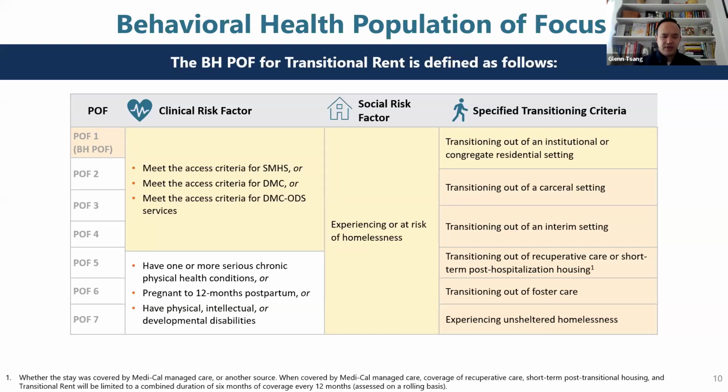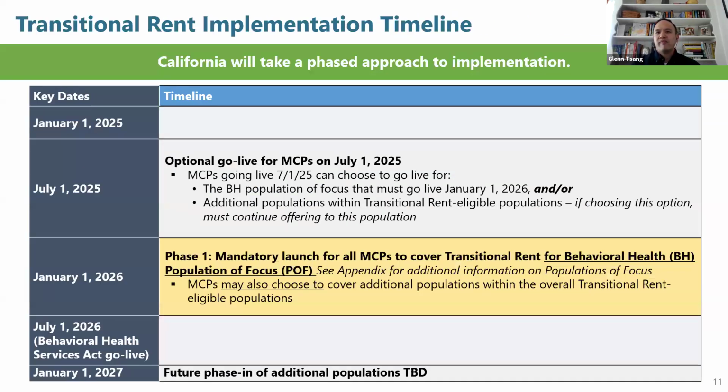But because we're doing a phased approach, I do want to just reiterate that you still have to meet the three different buckets of eligibility. And so for behavioral health, those are for those who meet criteria for specialty mental health services, Drug Medi-Cal Organized Delivery System, but additionally you still have to meet the other two buckets. So that's what I'm really trying to illustrate here. Go to the next slide, please.